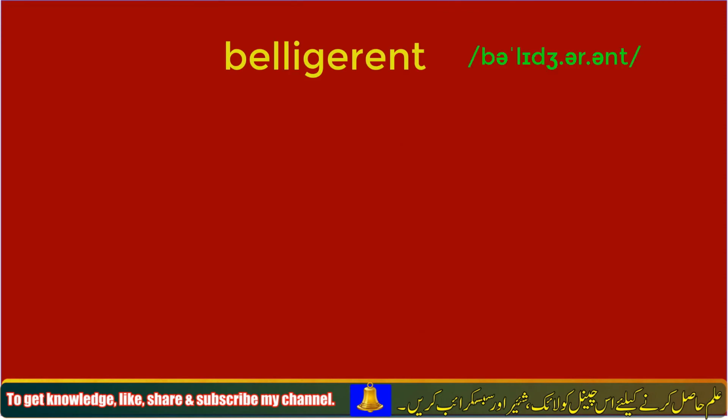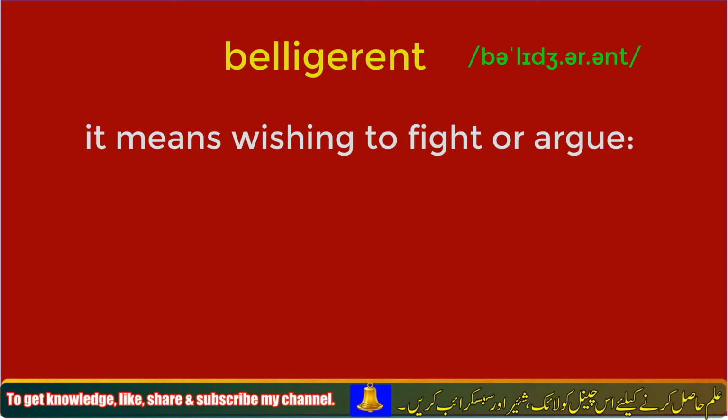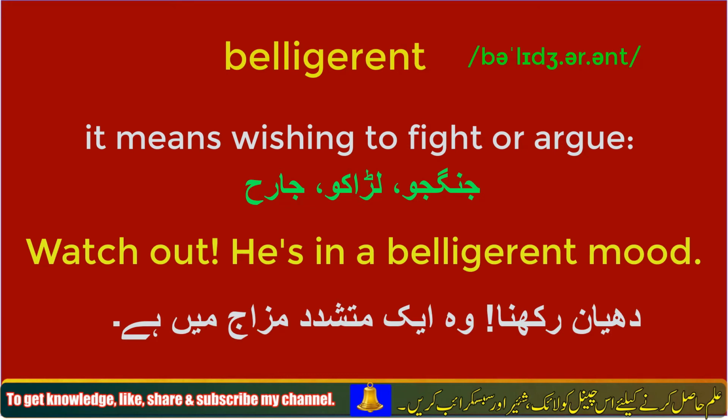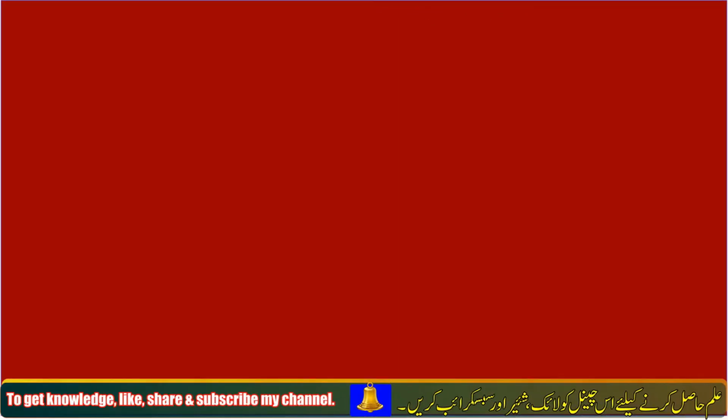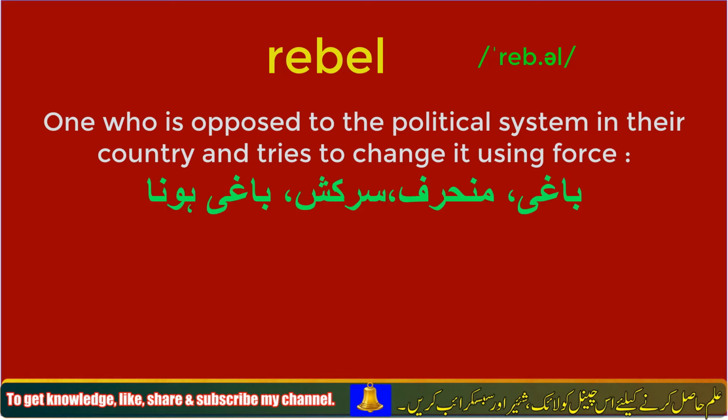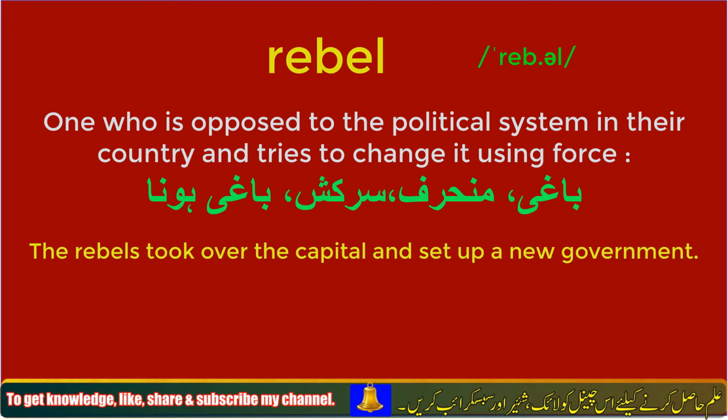Belligerent. It means wishing to fight or argue. Watch out. He's in a belligerent mood. Rebel. One who is opposed to the political system in their country and tries to change it using force. The rebels took over the capital and set up a new government.